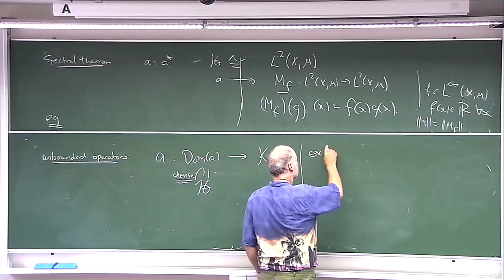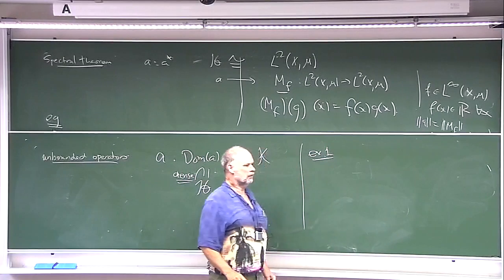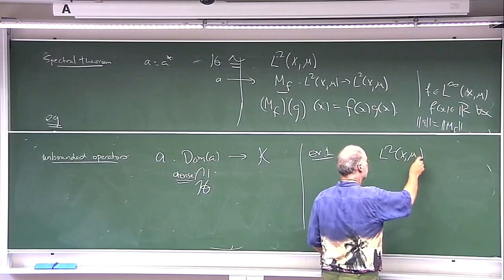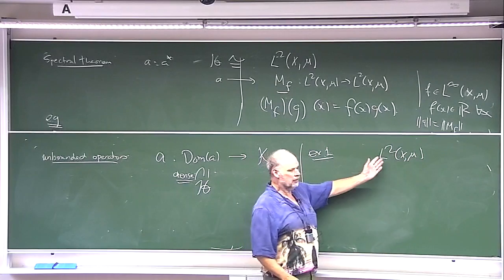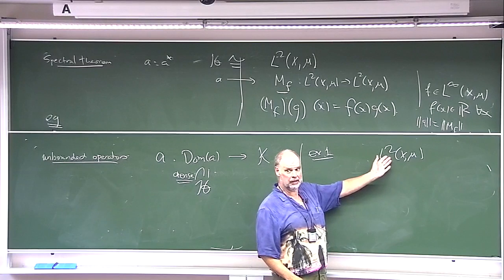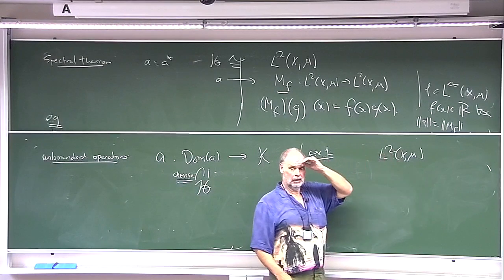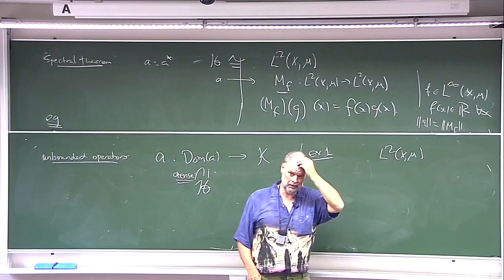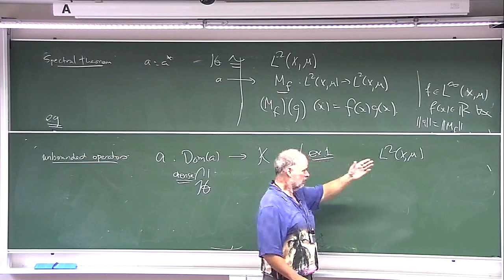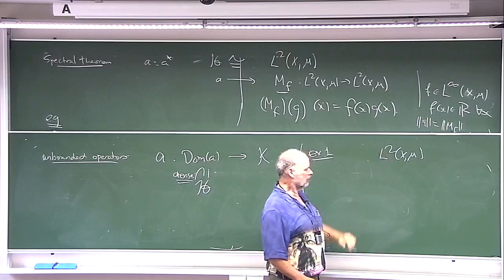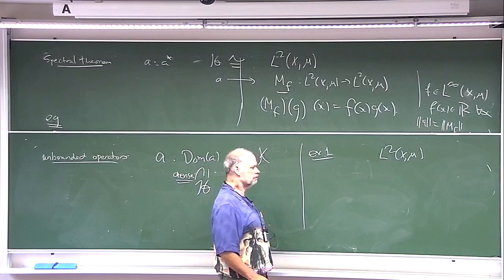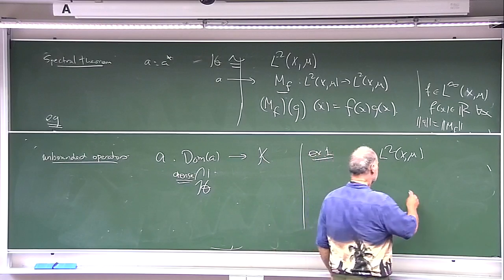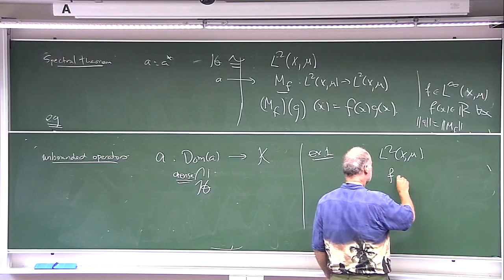So example one, remember that we have L2 of a measure space. And we said that if you have a bounded function, you can define a multiplication operator. That's obvious. But if you have a function that's not bounded, you can still define an operator, and it will be one of these unbounded operators. So suppose we have f, which is a measurable function.